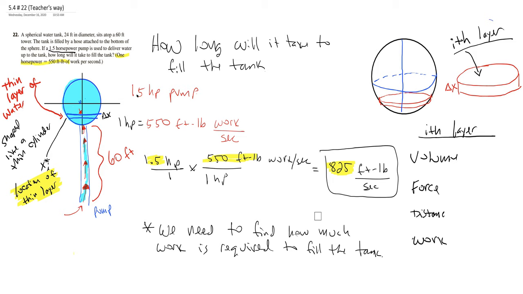Since the base is a circle, pi r i squared will give the base area. The radius of the ith layer is going to be called Ri. Everything's kind of the same as the video I saw yesterday. So here's Ri, the radius of the ith layer, not to be confused with the radius of the actual sphere, which is 12. Then we've got the volume of the ith layer.